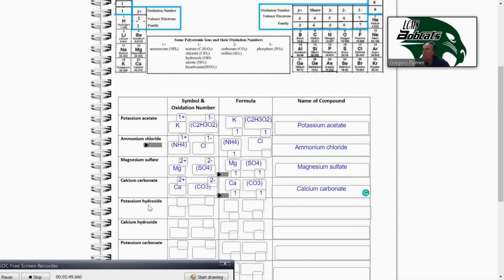This next one says we're doing potassium and hydroxide. Hydroxide does not sound like an element, so we know we need to look in the polyatomic chart. We find potassium is over here in family 1, so its oxidation number is 1 plus.